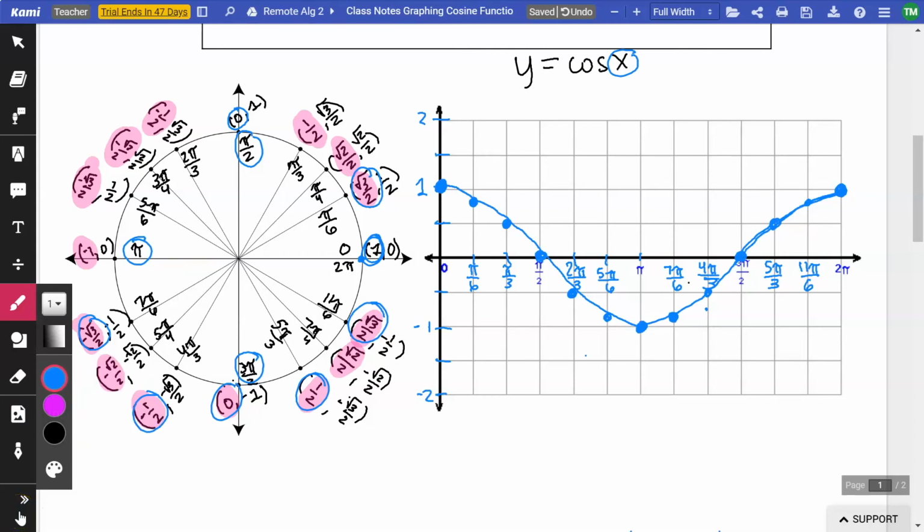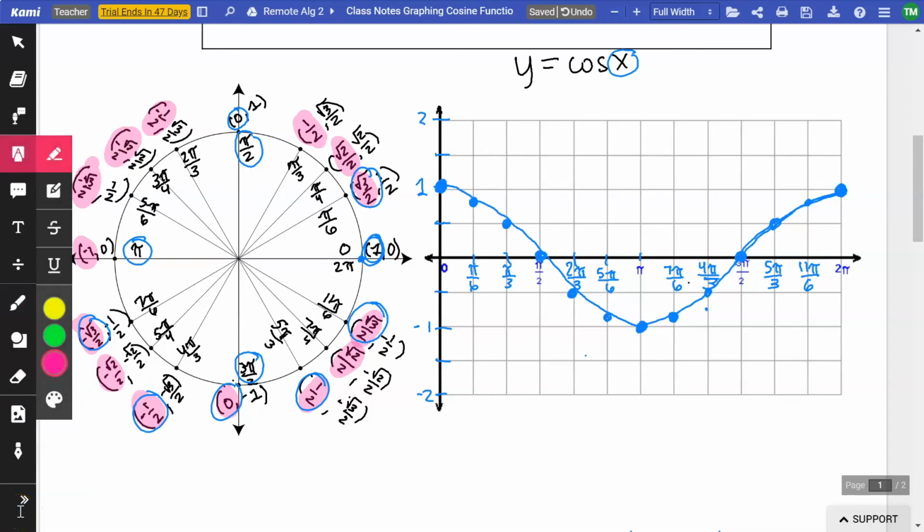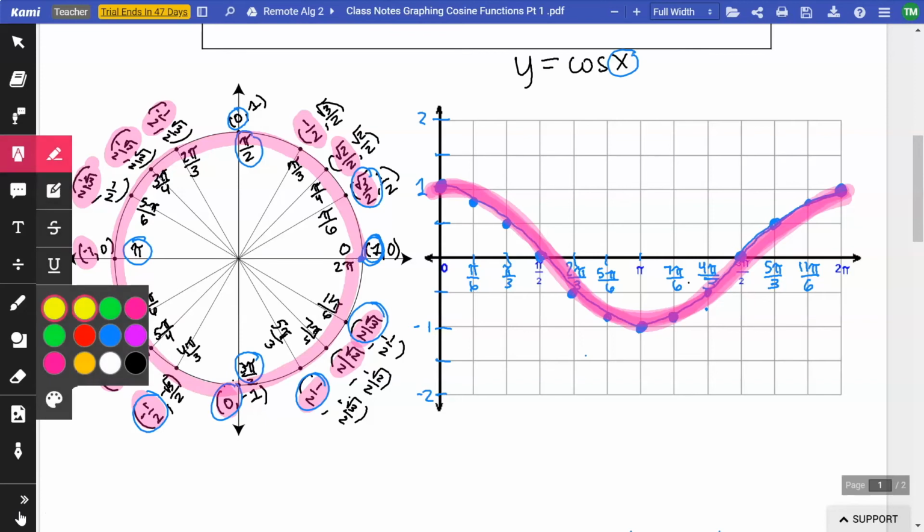And we have a periodic function, and this pattern that we see here is going to repeat over and over and over again, because if you rotate the circle once completely, you're reaching these cosine heights, and then if you rotate the circle again, you're going to repeat those same heights over and over and over again.